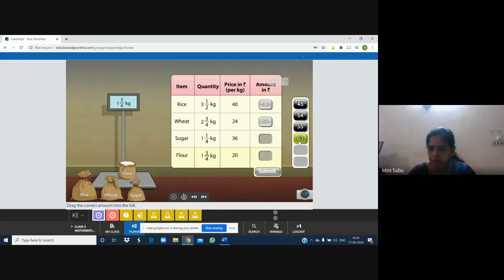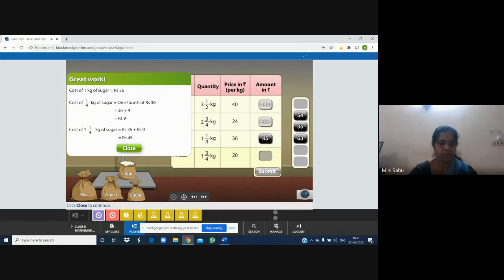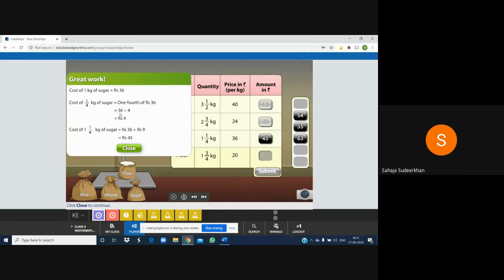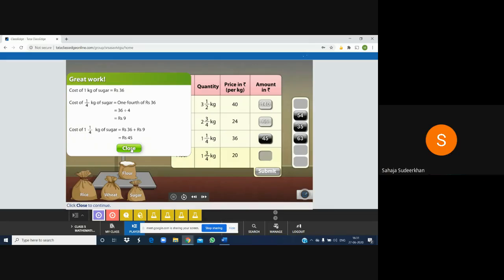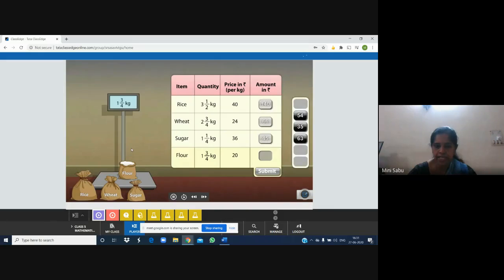Is there 45 here somewhere? Yes. This 45, we have to drag and keep it here. And then we have to submit. Let us see. Great work. Okay, see, 1/4 kilogram, 36 divided by 4, 9 rupees. And 1 1/4 means 36 plus 9, 45. Is it clear, children? Okay. Yes, ma'am. Yes, very good.